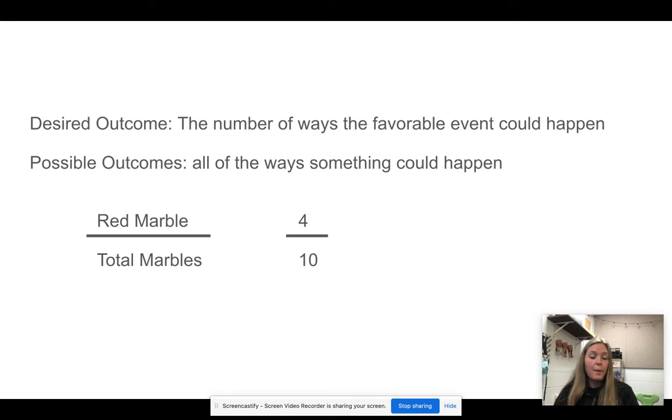The way we solve this problem is we create a ratio of the desired outcome over the possible outcomes. So a desired outcome is the number of ways the favorable event could happen. So there are 2 red marbles in the bag and those are your favorite color. So the red marbles are the desired outcome, and that's 2. Possible outcomes are all the ways something could happen. So there's a total of 10 marbles in the bag. So we would write this as 2 over 10. So the probability of choosing a red marble is 2/10.